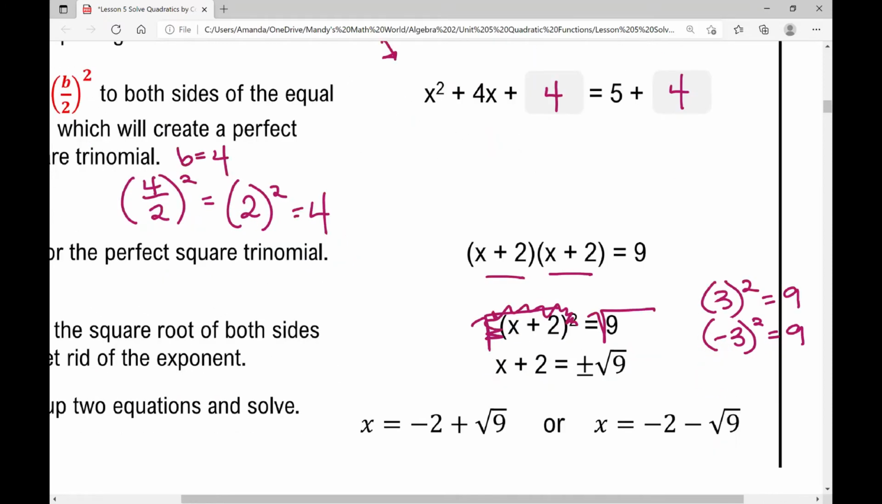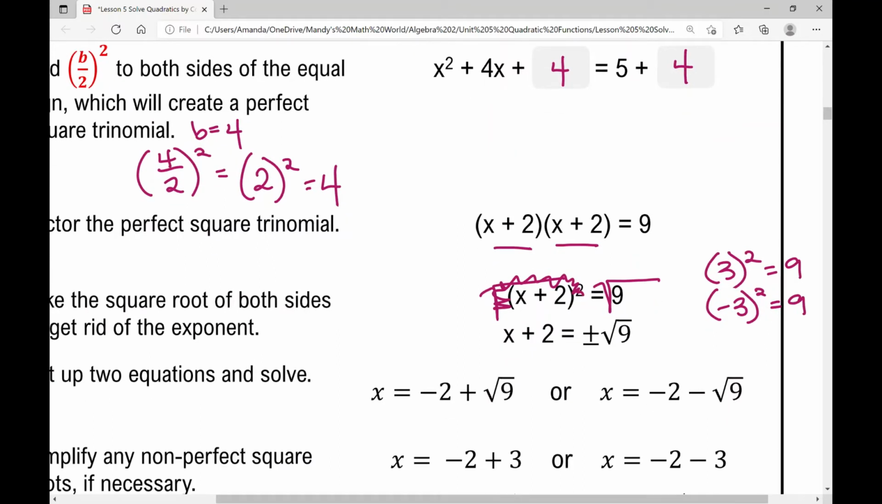So now, remember the goal is to get x all by itself. So how do I get x all by itself? I'm going to subtract 2 from both sides. What does my expression look like on the right side? Negative 2 plus or minus the square root of 9. Well, I can write it as two equations. Negative 2 plus or minus the square root of 9 is the same thing as negative 2 plus the square root of 9, or negative 2 minus the square root of 9.